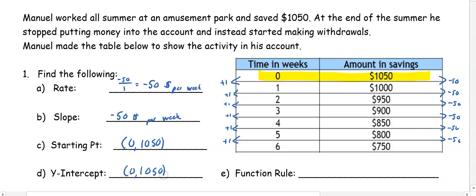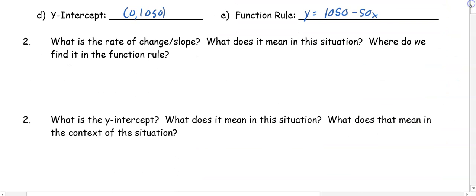So when we go to write our function rule, remember that the second column is y, the first column is x. So we have y equals 1,050 minus 50x. What is the rate of change and slope? What does it mean in this situation? Where do we find it in the function rule?